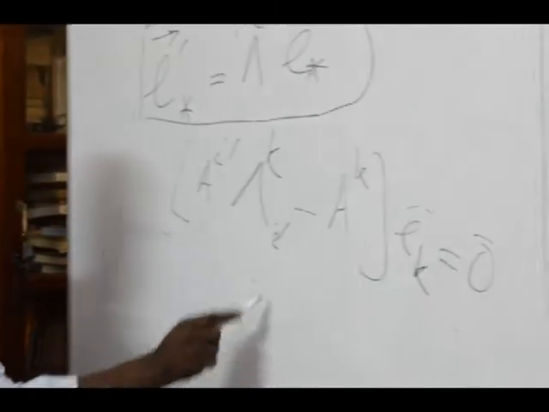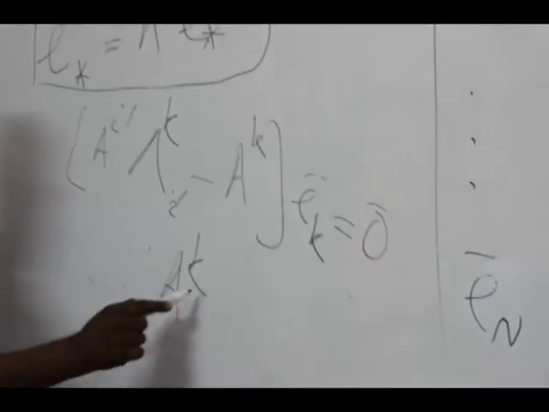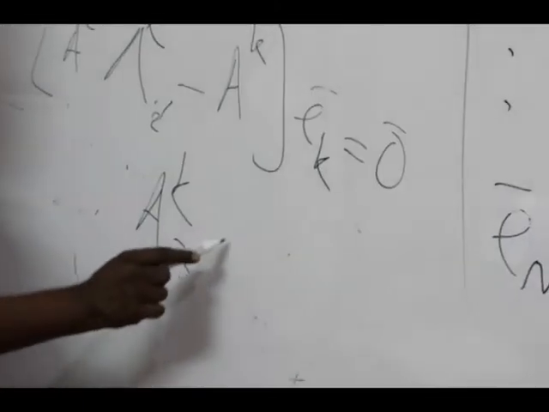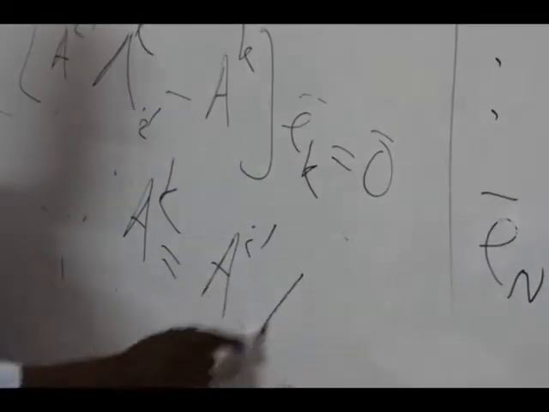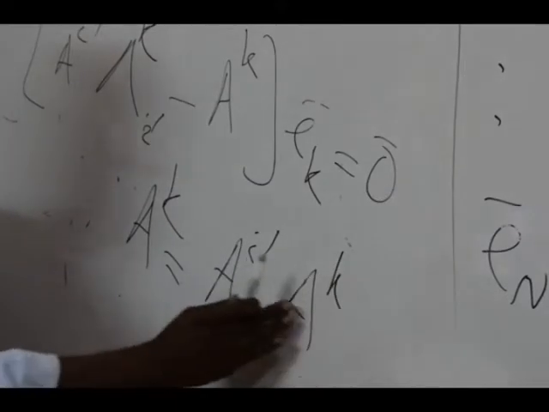say ak equals ai' lambda k i'. That is the transformation formula for components of the vector, contravariant components of the vector.